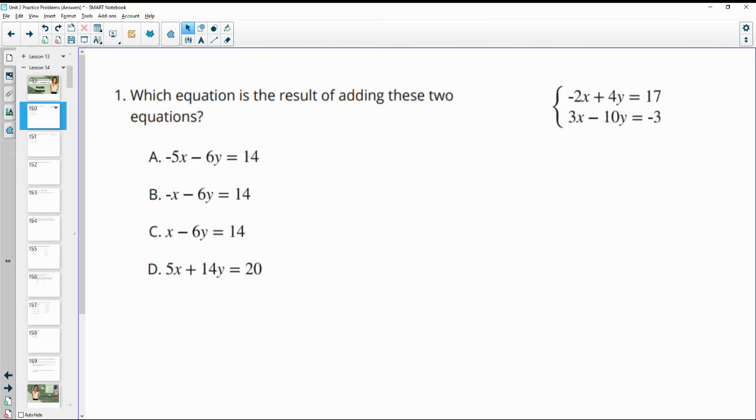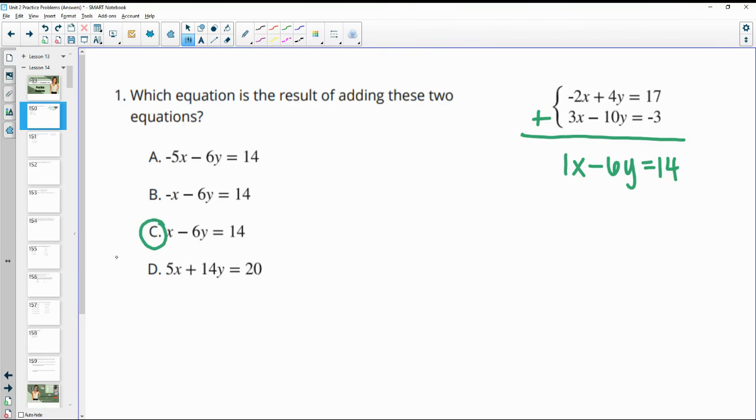Number 1 says, which equation is a result of adding these two equations together? So if we just put a line under here and we add these, we're going to add the like terms. So negative 2x plus 3x is 1x. 4y plus negative 10y: 4 plus negative 10 is negative 6y. And then 17 plus negative 3 is 14. So we'll just look for that solution, and we see that here at C.